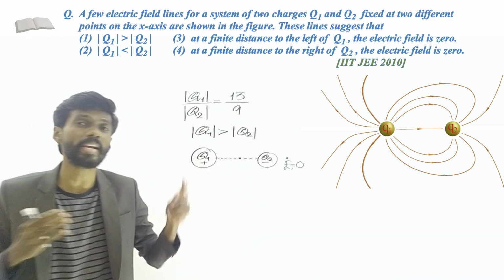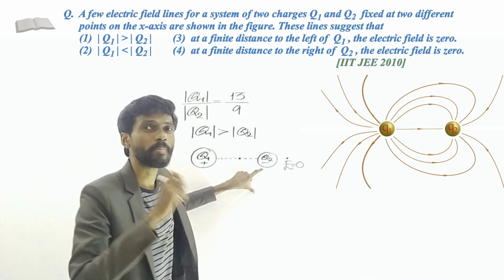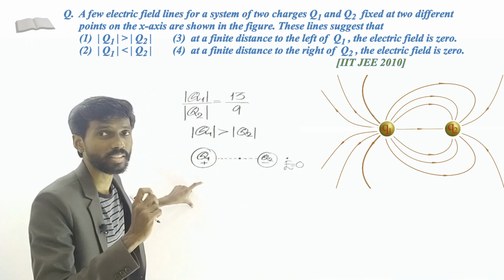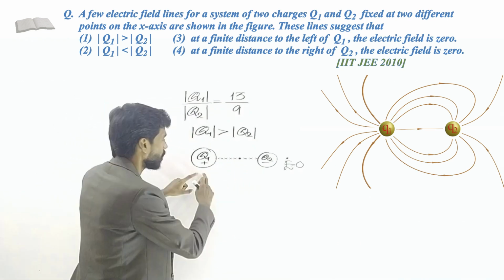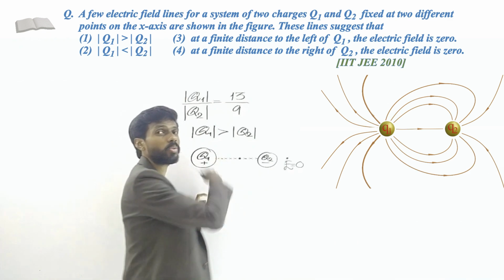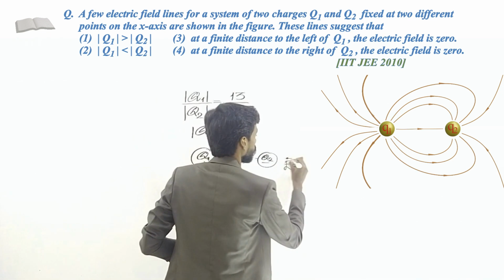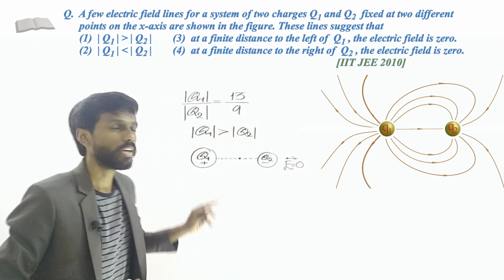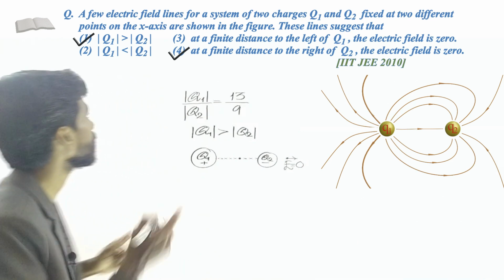You understand? So this is the idea we have discussed in electric field. The electric field is 0 at a point closer to the smaller charge, the charge of smaller magnitude. That is Q2 here. But here the charges are of opposite nature. That means it cannot be between these two charges, but outside the line segment joining them. Do you understand? So that's all. So this is the answer. The electric field is 0 at a point to the right of the charge Q2.